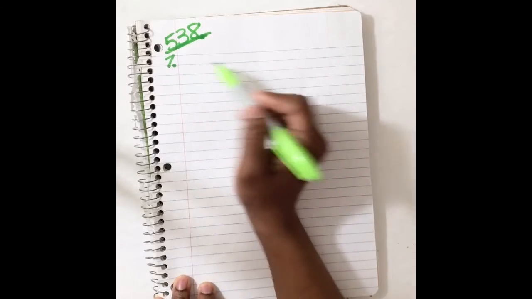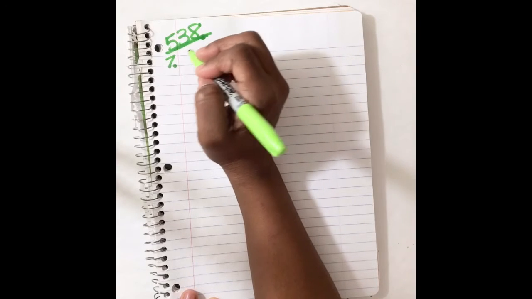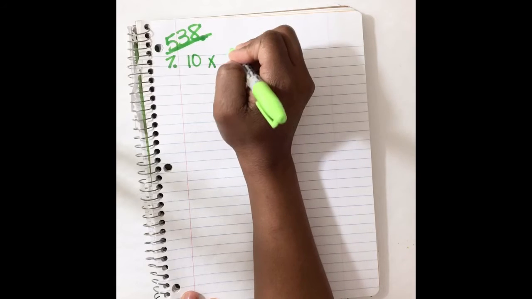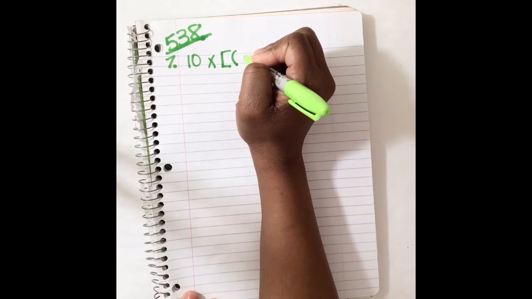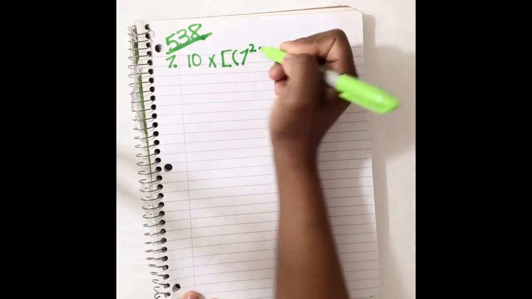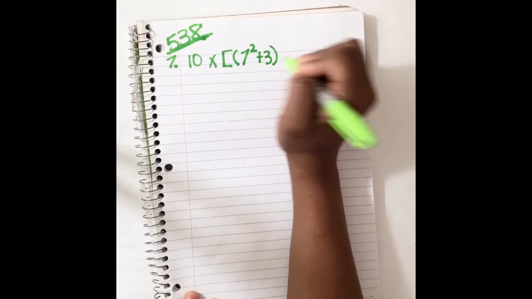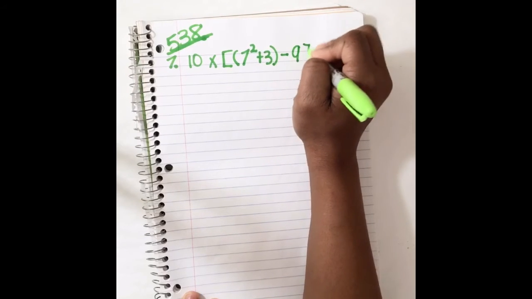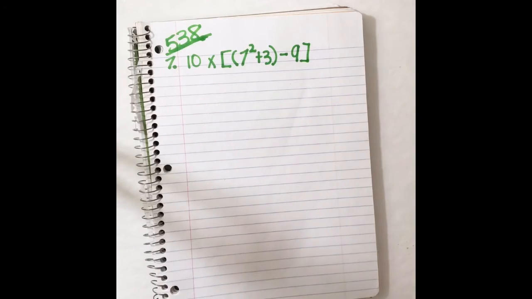So the first thing I'm going to do to show my work is write down the problem for number 7 exactly as I see it, which is 10 times bracket, parenthesis, 7 to the 2nd power, plus 3, close a parenthesis, minus 9, close the bracket. Now remember, brackets mean the same thing as braces.